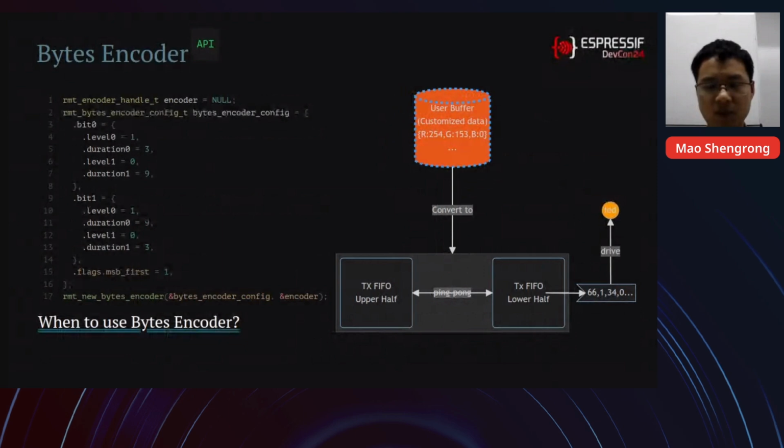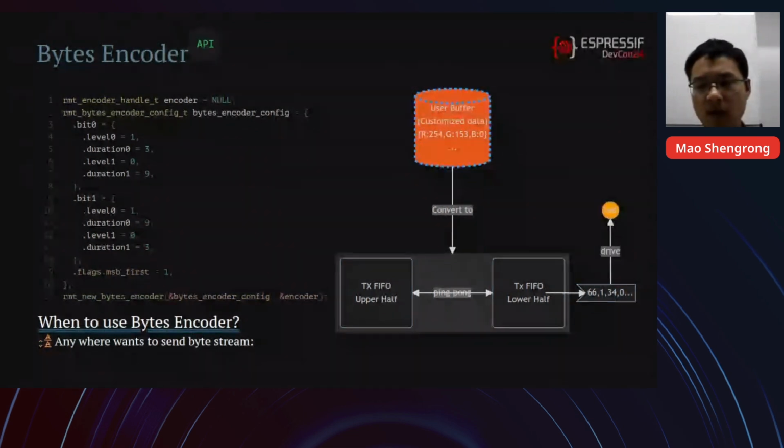Now, when should you use a bytes encoder? If you have a byte stream to send and are aware of the bit representation, utilizing the bytes encoder allows you to convert the data bytes into an RMT symbol stream. A core use case is converting an RGB buffer into RMT.